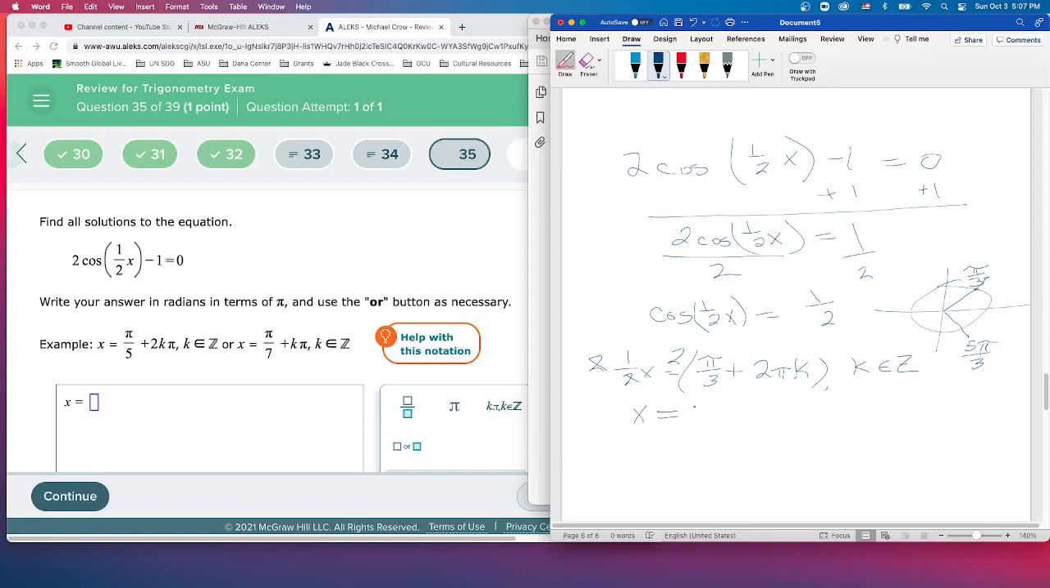So we distribute here. You get 2 pi over 3, so that times that, and then you have to multiply this. You get plus 4 pi k. And again, they'll do 4k pi, but I like this better. Now that's one solution, and then the other one is over here. So we do the same thing. We get 1/2 x equals 5 pi over 3 plus 2 pi k.